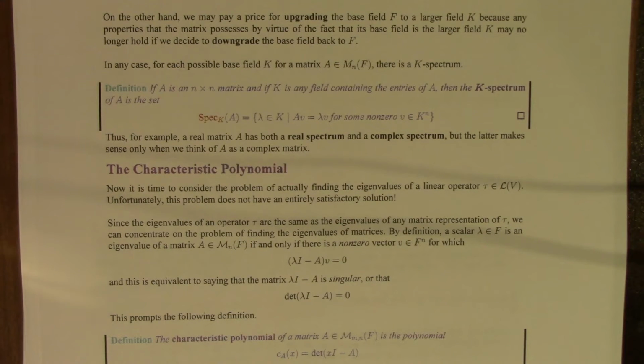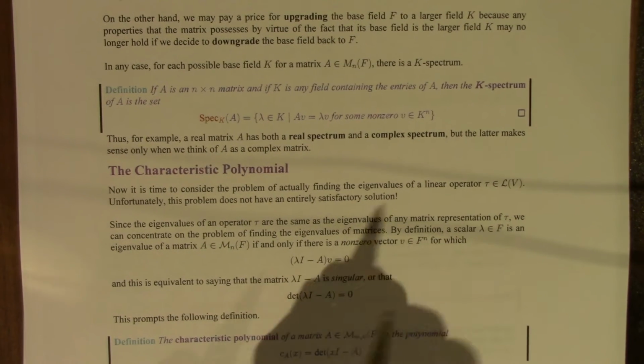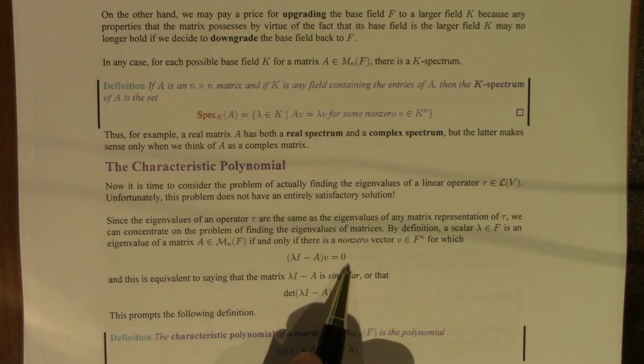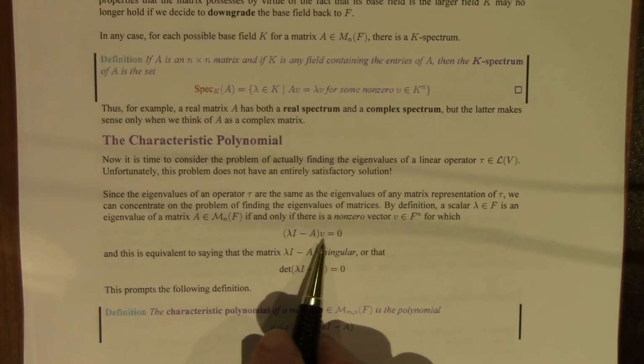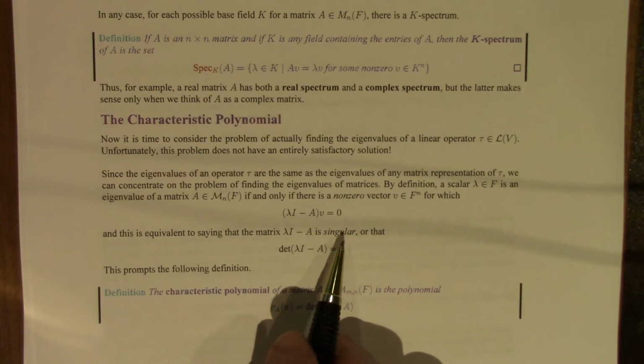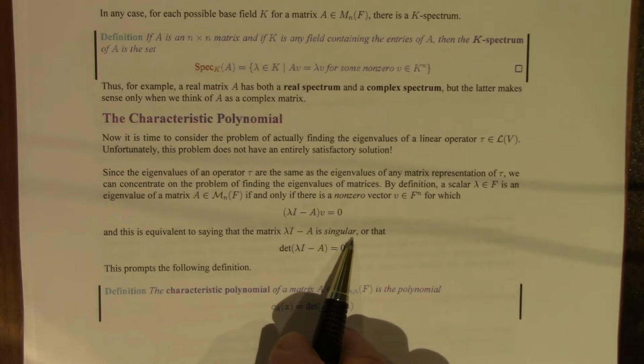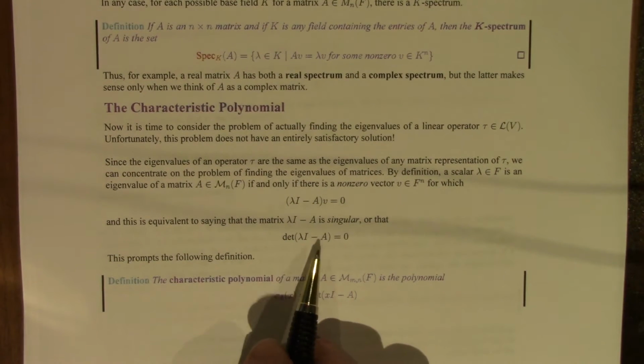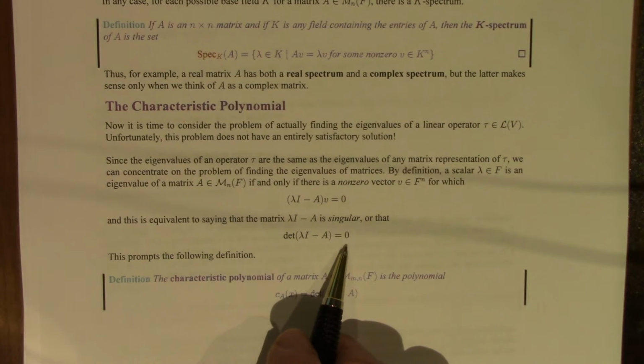By definition, a scalar lambda in the base field of a matrix A is an eigenvalue if and only if there's a non-zero vector v for which this equation, the eigenvalue equation, holds. But this is equivalent to saying that this matrix, lambda I minus A, is singular, non-invertible. And another way to say that is that the determinant of this matrix is 0.